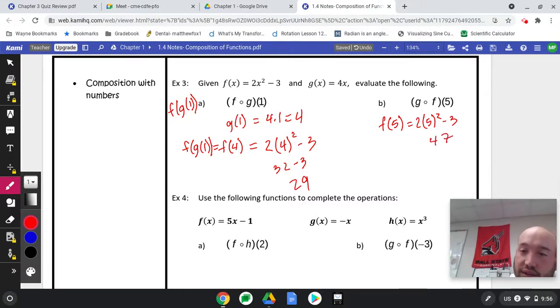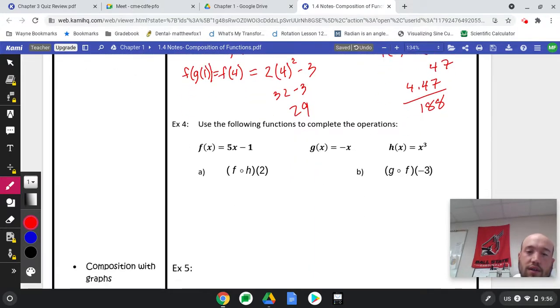Okay, at this point we need to plug that in. So g of f of 5 is also the same as g of 47. So that's 4 times that 47, which, let's see, is 188, I believe. All right. On to the next one.